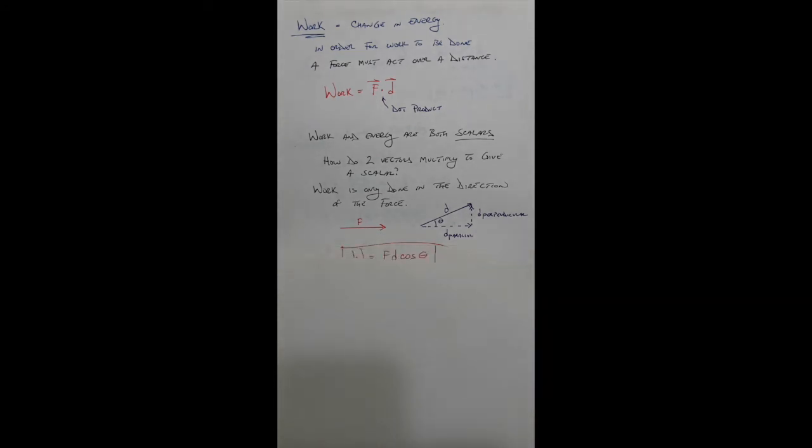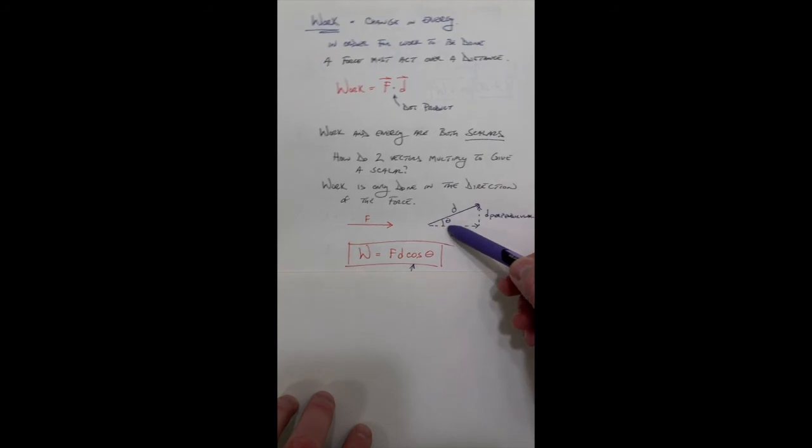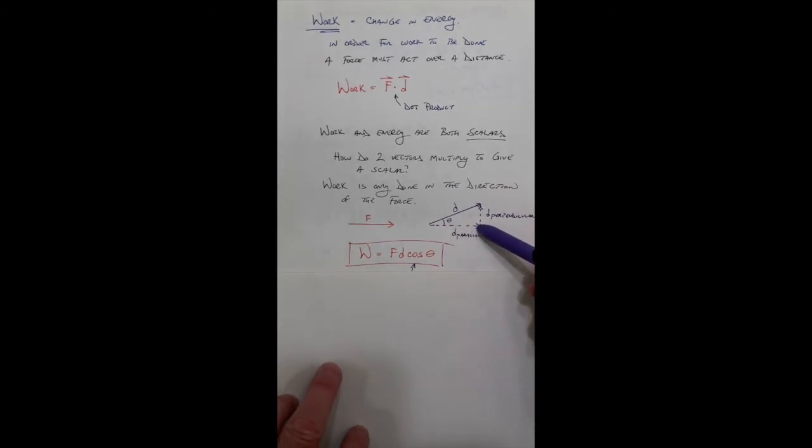So if I do some trig on that, I'm going to find out that work is equal to F d cosine theta. Because as we know from last unit, in order to find this side here, I'm going to have to use the trig function cosine.